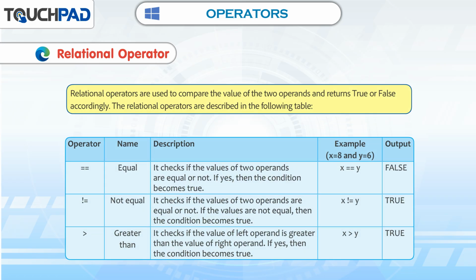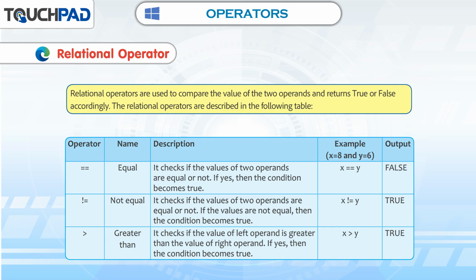Relational operators. Relational operators are used to compare the value of the two operands and return true or false accordingly. The relational operators are described in the following table. Operator, name, description, example. x = 8 and y = 6. Output. Equal: it checks if the values of two operands are equal or not. If yes, then the condition becomes true. x == y, False.